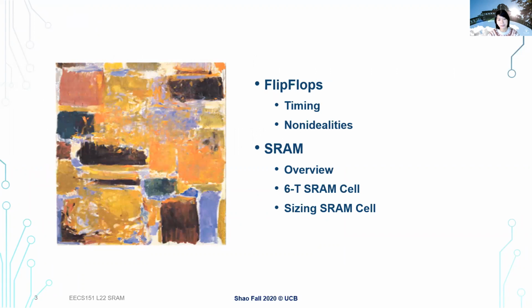So with that, in today's discussion, we'll do a quick recap of the timing analysis for flip-flops, and also some of the non-idealities that exist in flip-flop timing analysis and how we can account for them when we think about the delay behavior and the frequency of our circuit. And then we'll move to our SRAM discussion. We'll start with a brief overview of how we can build a two-dimensional array structure, and then get to one of the most commonly used designs, the 6-transistor SRAM cell.